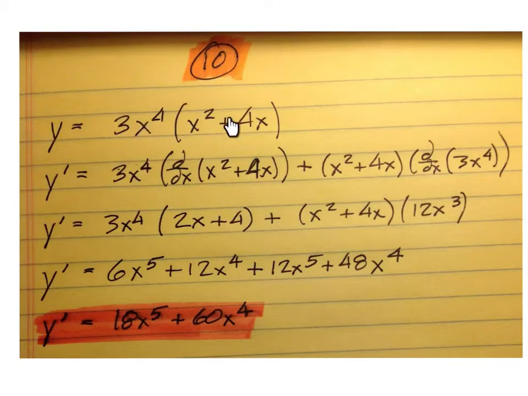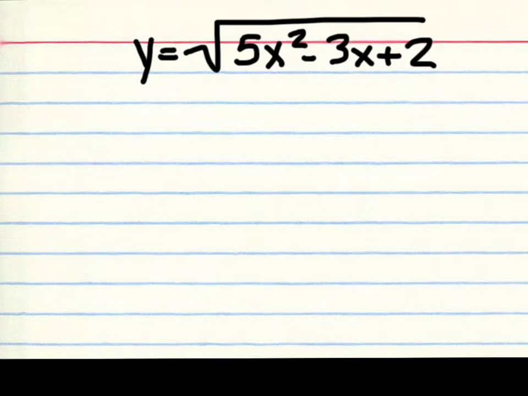It's this one times the derivative of this one, and then plus the second one times the derivative of the first. Derivative here is 2x plus 4, and then derivative there is 12x to the third. Multiply where you have to and simplify like terms. 18x to the fifth plus 60x to the fourth. Here's an example of the chain rule.